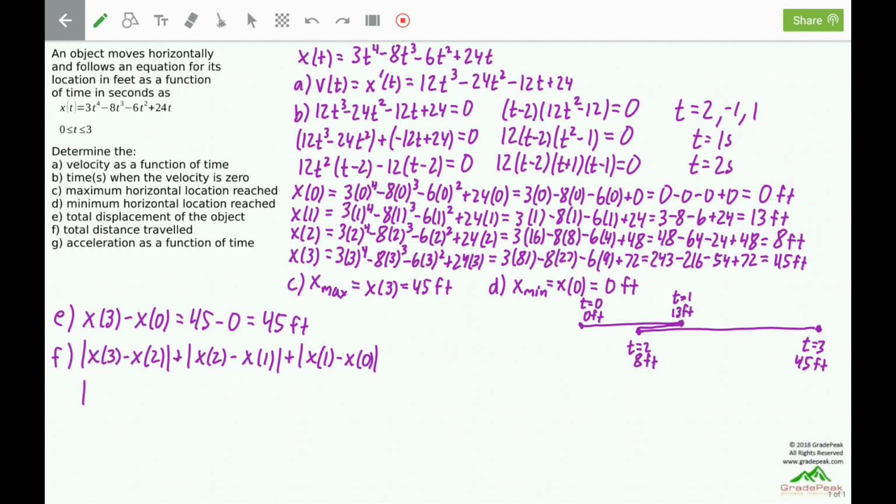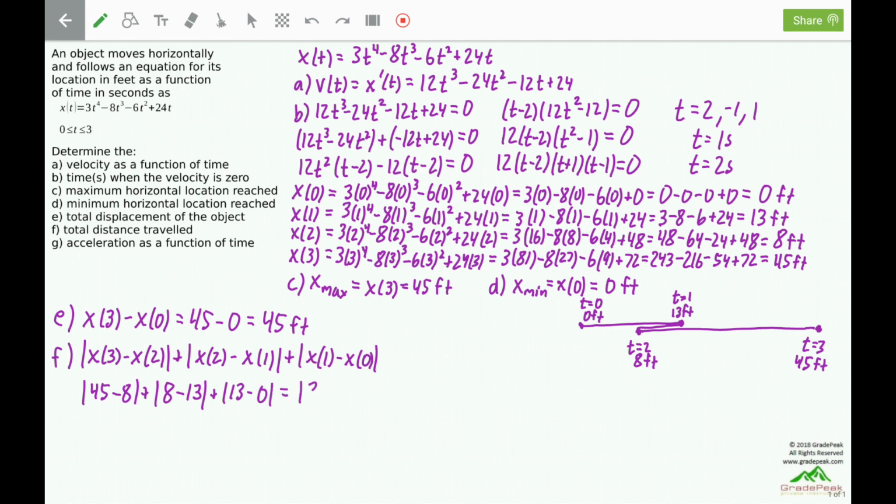So that will give us the absolute value of, well, x of 3 is 45, minus x of 2, which is 8, plus x of 2, which is 8, minus x of 1, which is 13, plus, and then x of 1, 13, minus x of 0, which is 0.